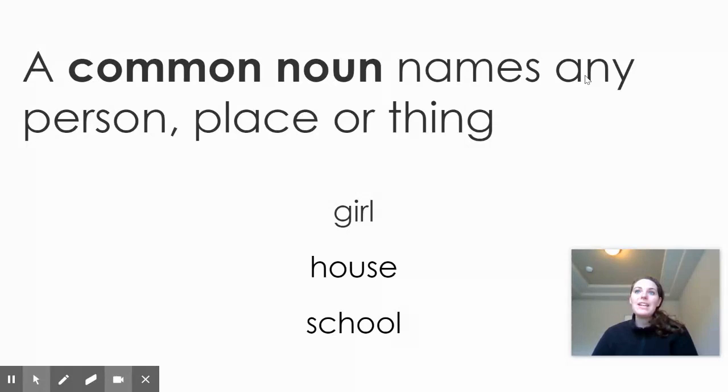A common noun names any person, place, or thing. And you can see there are 3 examples there: girl, house, school. Those are common nouns.